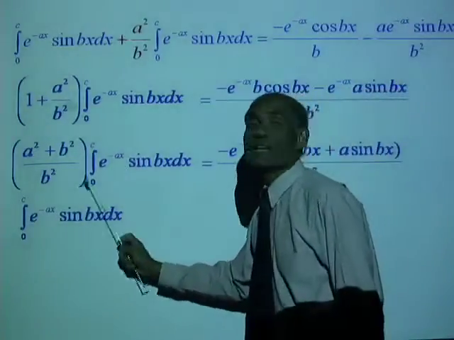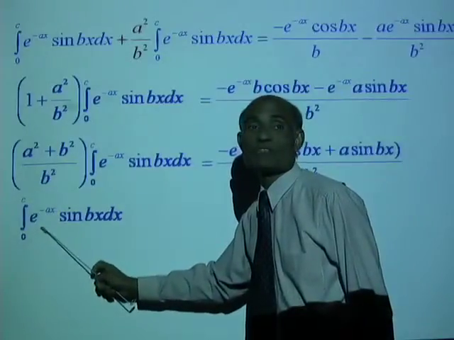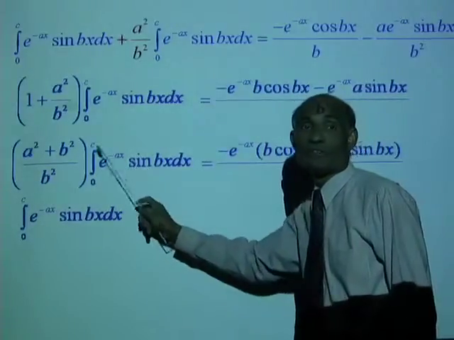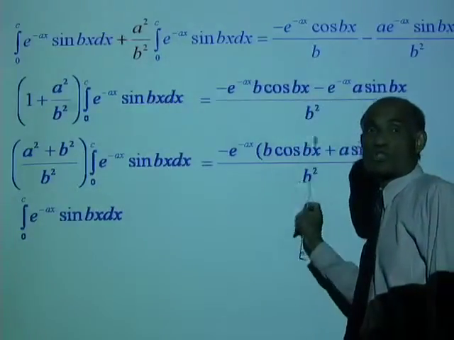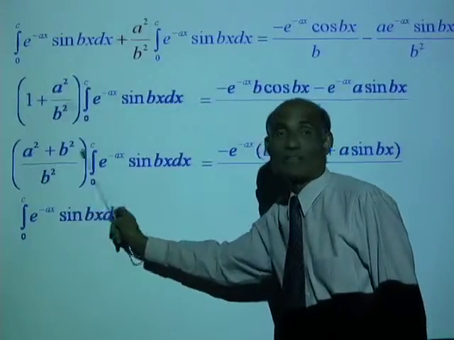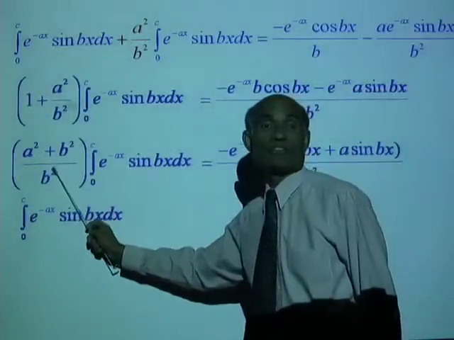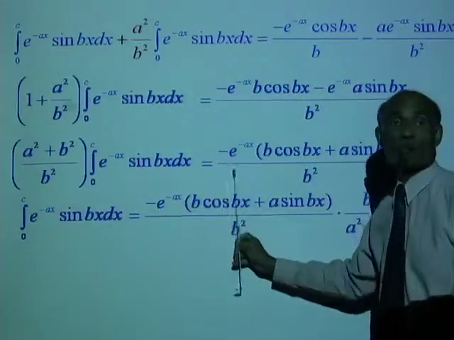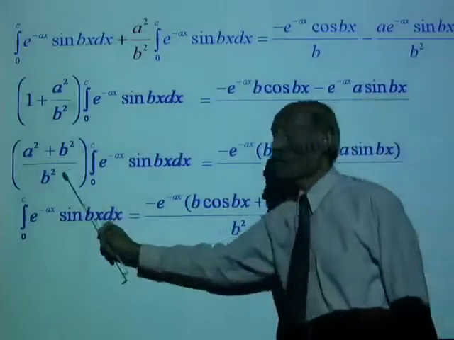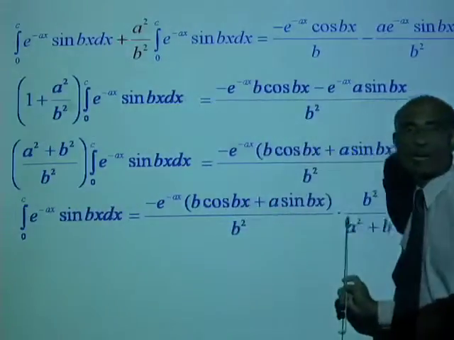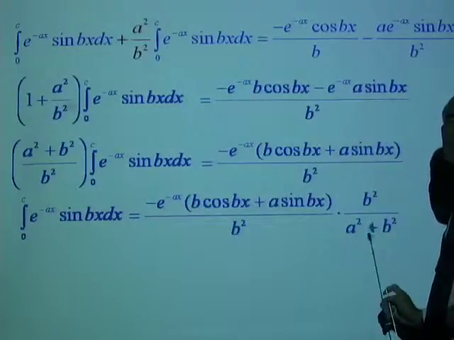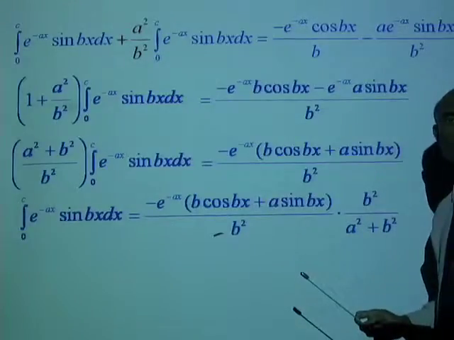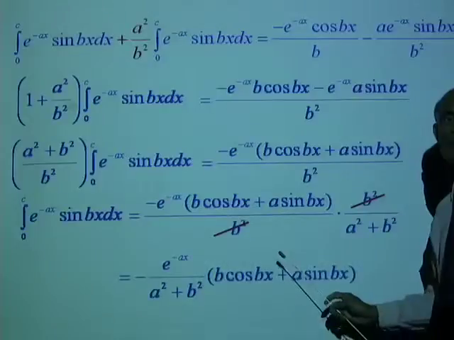And so we get the integral from 0 to c of e to the power of negative ax sine bx dx equal to this divided by this. Is that right? When you divide by this, you simply reverse it and multiply. So that's what I've done. The right hand side is multiplied by the inverse of this, b squared over a squared plus b squared. Now b squared and b squared will cancel. There you go.